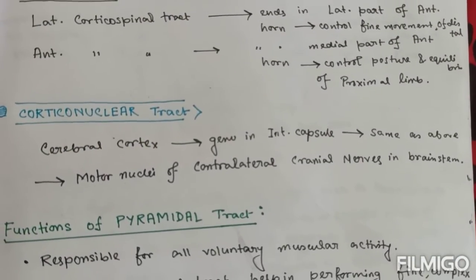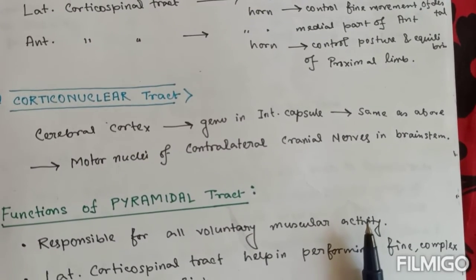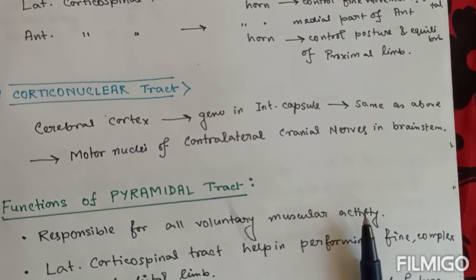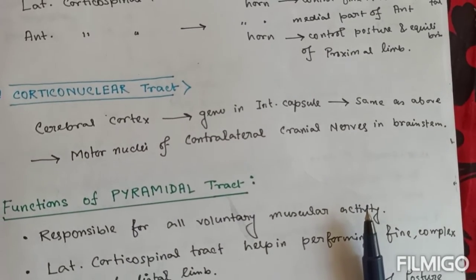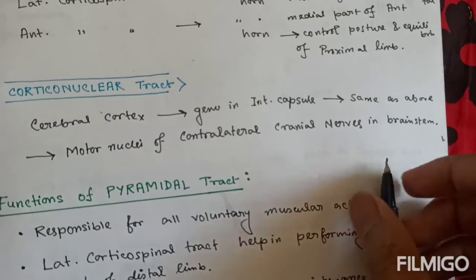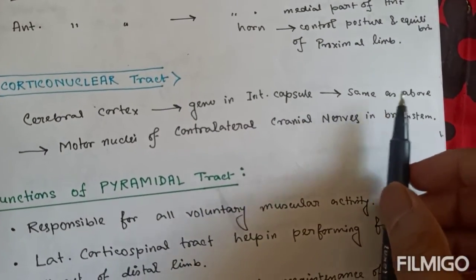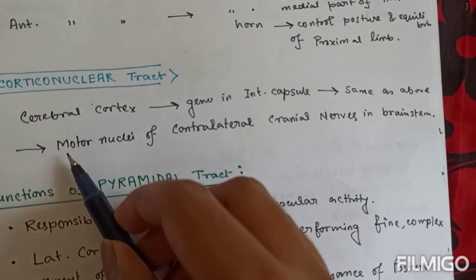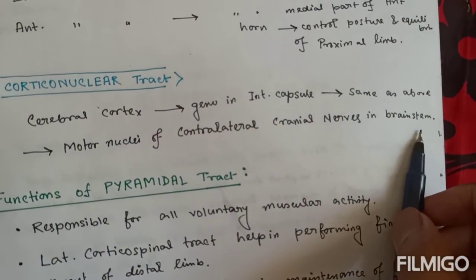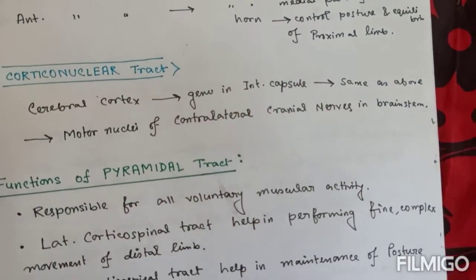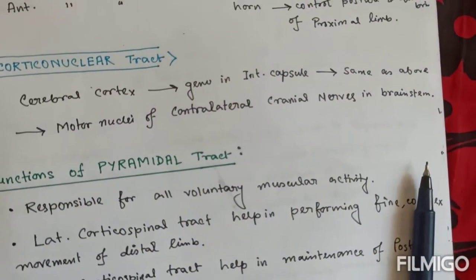Now the corticonuclear tract. The origin is like the corticospinal tract, and the fibers come down from the cerebral cortex and form the genu in the internal capsule, and then the descent is the same as the corticospinal tract. Finally they terminate in the motor nuclei of the contralateral cranial nerves in the brainstem. So this is all about the course of the corticospinal tract and corticonuclear tract, two types of pyramidal tract.